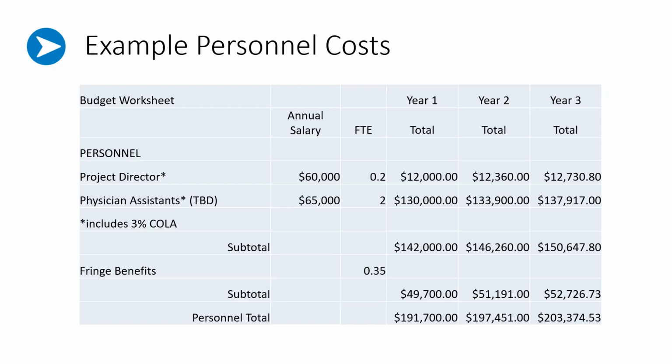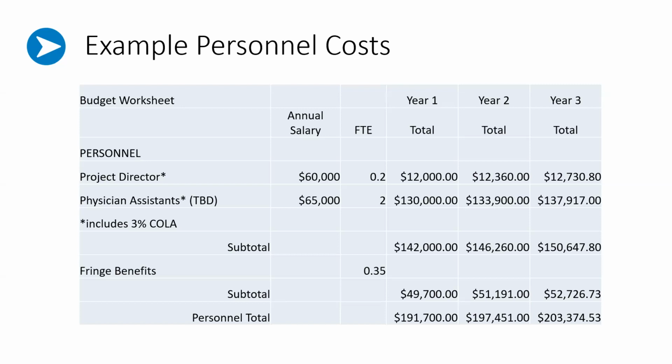If you didn't put it there, you would be putting it in the budget notes or the budget justification. The physician's assistants earn $65,000, and we have 2 full-time positions that are going to be hired on the grant for this FTE. So that's where the 2 comes from. And that gives us $130,000 in year 1. And then each year it's adjusted by 3%.